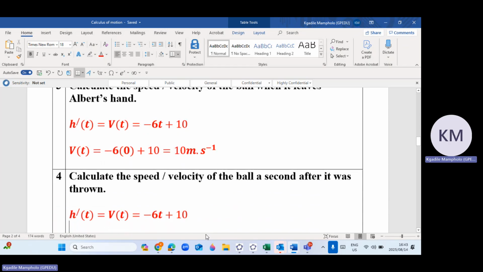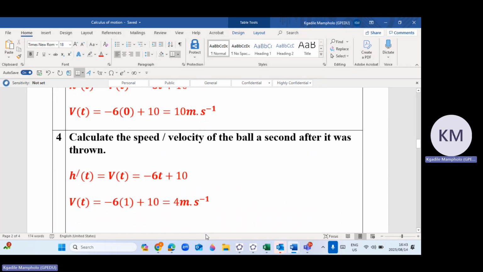Now, calculate the speed or the velocity of the ball a second after it was thrown. Now, since we are still talking about the speed, we don't substitute to the original equation. You substitute to the derivative, because velocity is change in height or change in distance or change in displacement. Then instead now we don't substitute 0, we substitute 1.